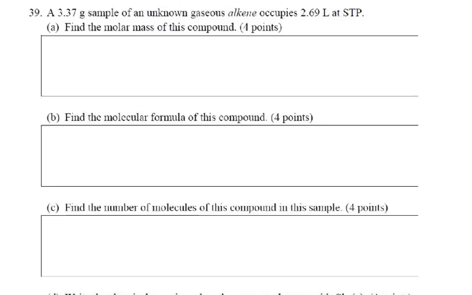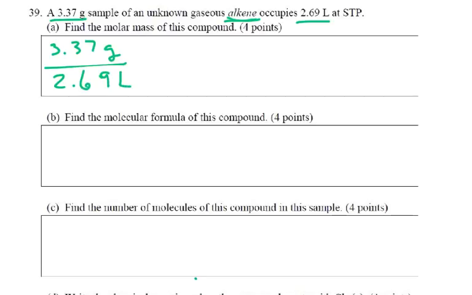Now the last few questions, some numerical ones. It says a 3.37 gram sample of an unknown gaseous alkene, that's a clue, occupies 2.69 liters at STP. So we have 3.37 grams. Find the molar mass of this compound. Well, molar mass is grams per mole. Grams per mole. Let the units guide you. So we have 3.37 grams, but we don't know moles, but we do know that it's 2.69 liters.